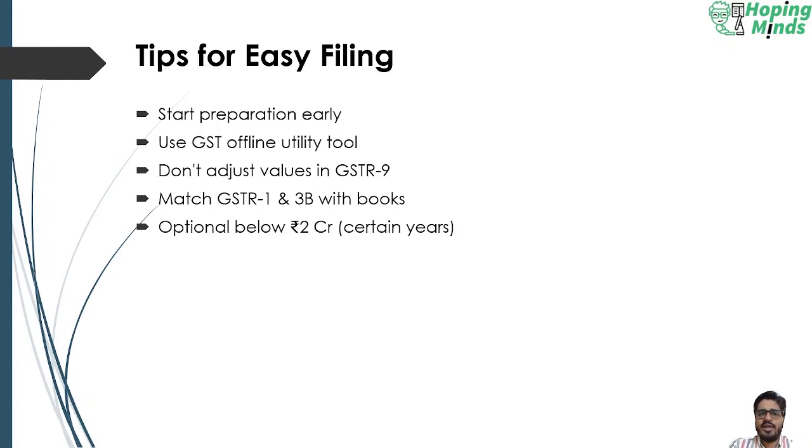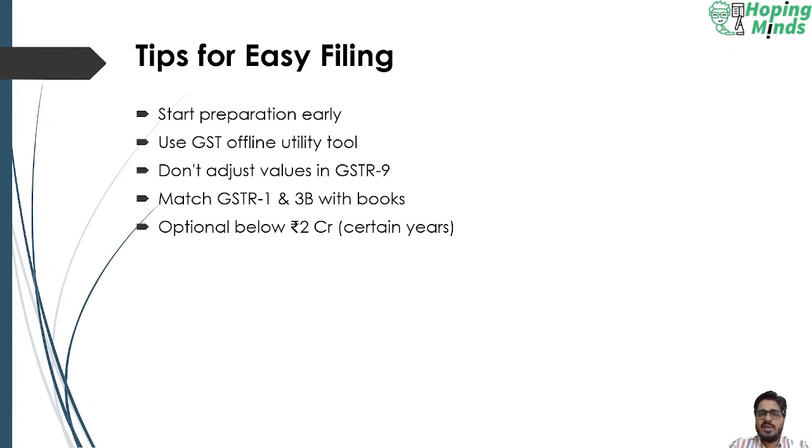Then use the GST offline utility tool. It is always advisable to use the offline utility tools available at the GST portal or third-party software to validate the GST data and also to reconcile the books and the data as filed in the monthly or quarterly returns. Then don't adjust values in GSTR 9. Any new claims or new adjustments are not allowed in GSTR 9, so it must be avoided.